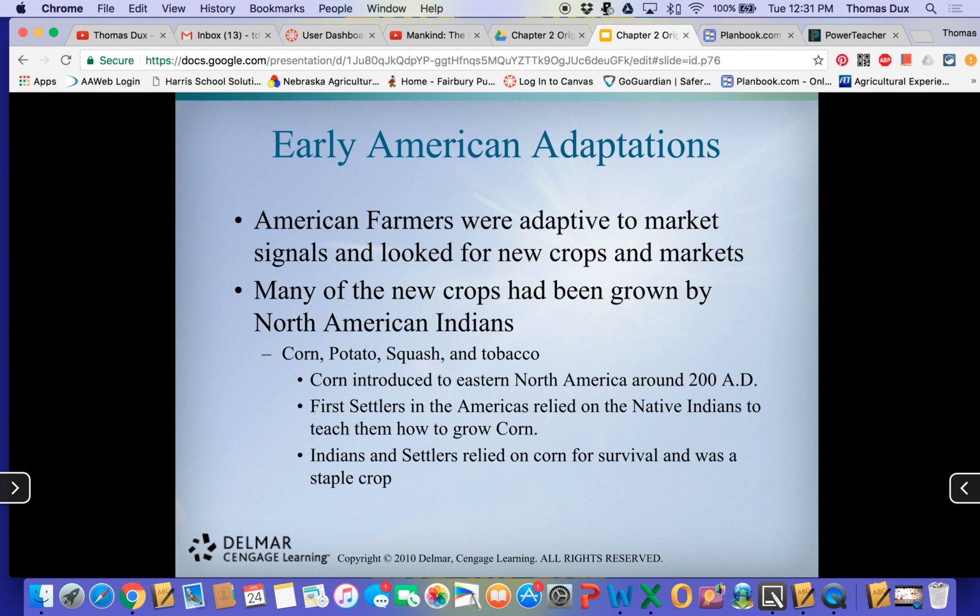All right, 25. We're going to read through a couple of these things here so that they match up with what we're talking about. From the beginning, American farmers were responsive to market signals and looked for new crops and markets that would increase their incomes. Many of the crops new to the colonists had long been grown, like we said, by North American Indians. For example, corn, potatoes, squash, and tobacco. Corn or maize was first introduced into eastern North America around 200 AD, before the first European settlers arrived.